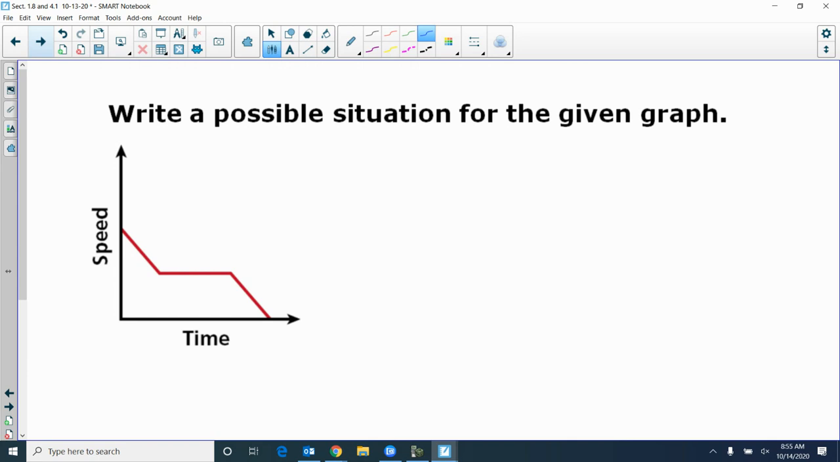Write a possible situation for this graph over there on the right. And I'll kind of give this to you because the first time is a little bit hard. Here's the speed of something, and let's say it's a car. Here's the speed of a car, and this is just time. First of all, let's figure out what's going on. The person's speed decreases, and then what happens here? It's constant, and then what happens here? It slows down to a stop.